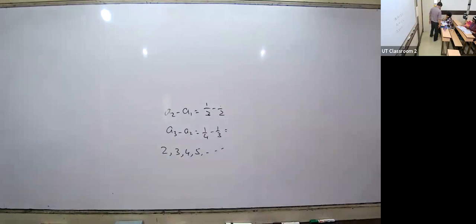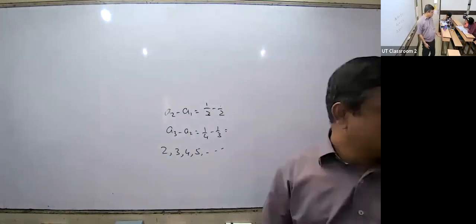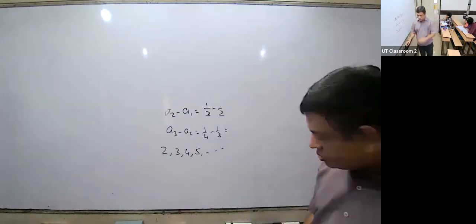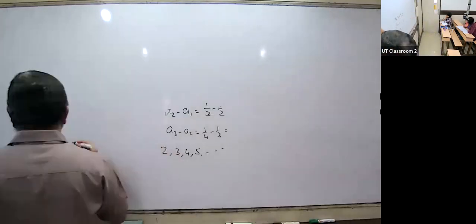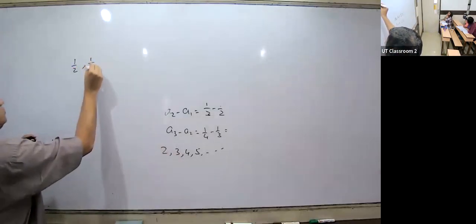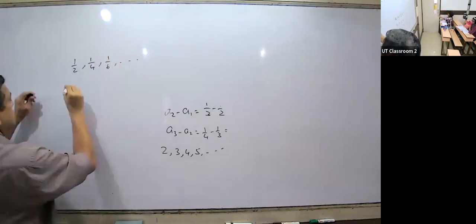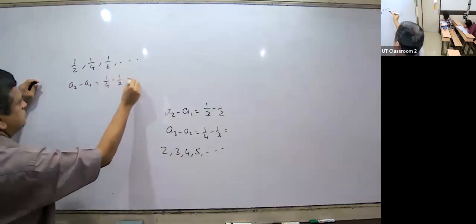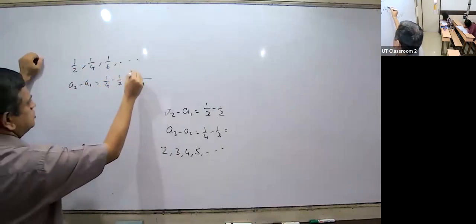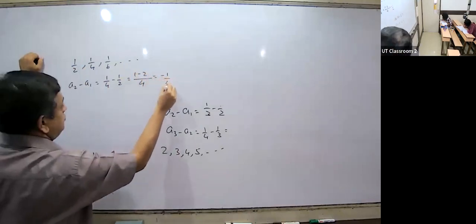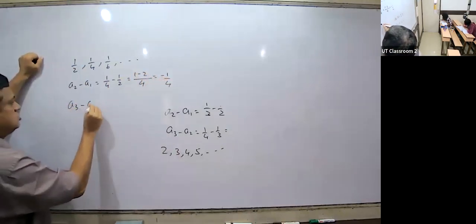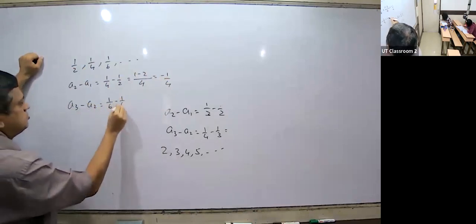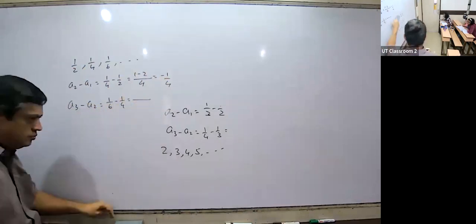Okay, second question. What is the second? 1 by 2, 1 by 4, 1 by 6, etc. What is A2 minus A1? 1 by 4 minus 1 by 2. Simplify. LCM 4: 1 minus 2, that is minus 1 by 4. A3 minus A2: 1 by 6 minus 1 by 4. What is the LCM?